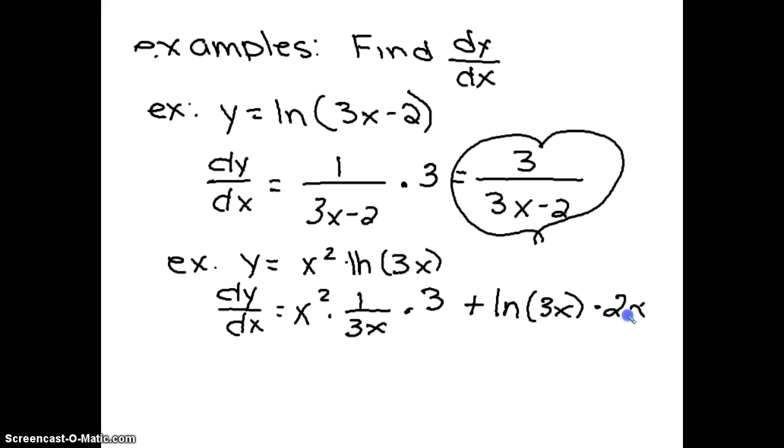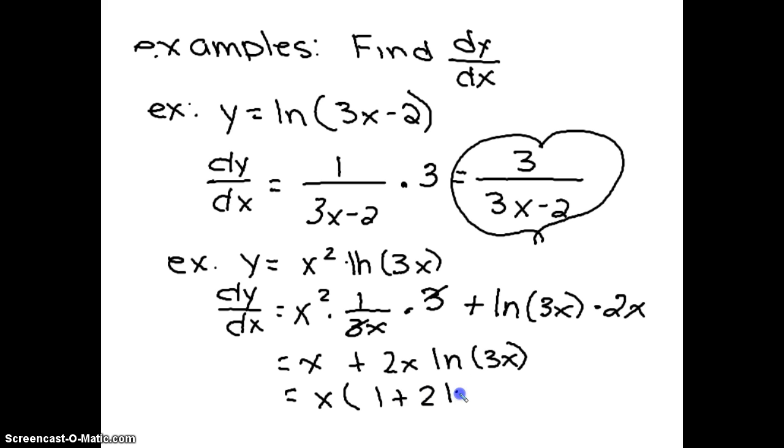And now we're going to simplify, right? So these 3's will cancel out, and I get x squared times 1 over x is just x, plus 2x times the ln of 3x. And notice that there's an x in common, so I can factor that out, and I get x times 1 plus 2 ln of 3x, which is fine with me.